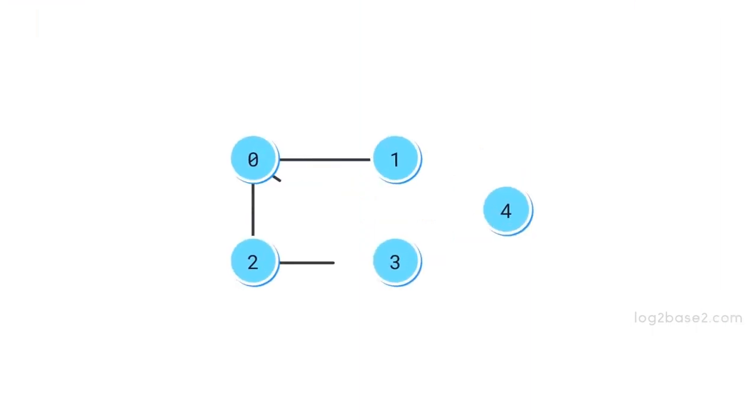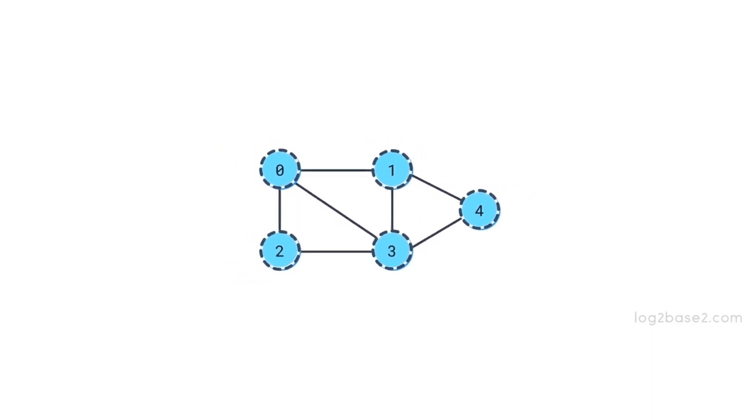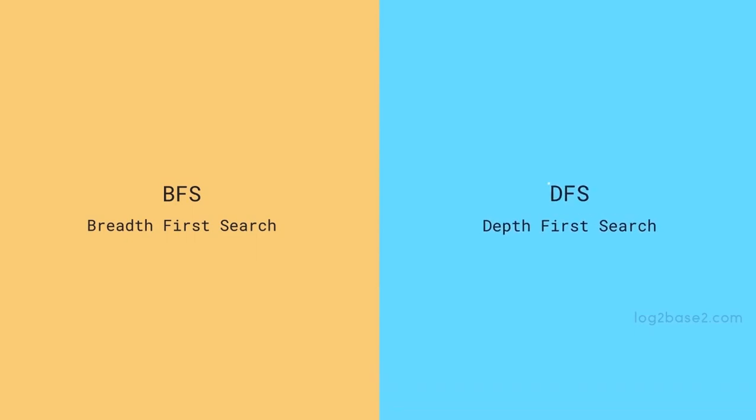So we have learned about graphs. So how can we traverse graphs? That is, visit every node of the graph. We have two major methods for that. One is breadth first search, BFS, and next is depth first search, DFS. In this video, let us discuss about BFS.